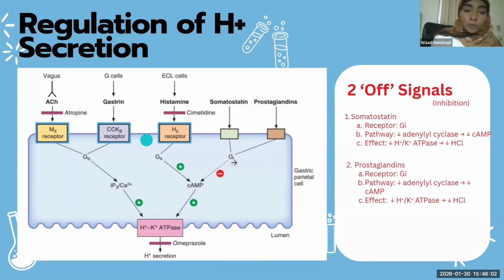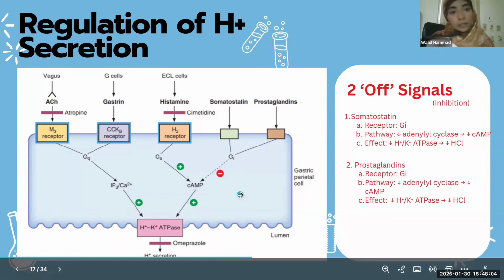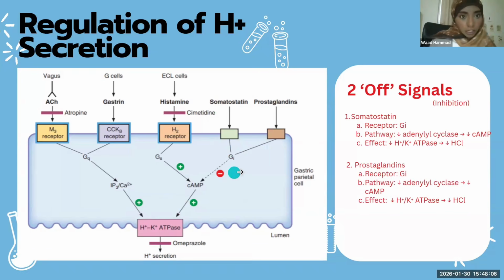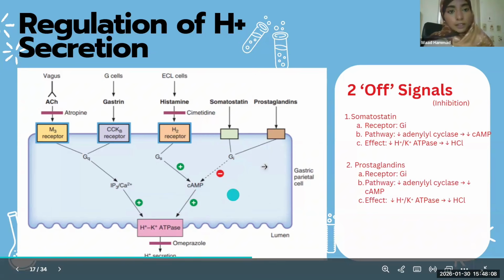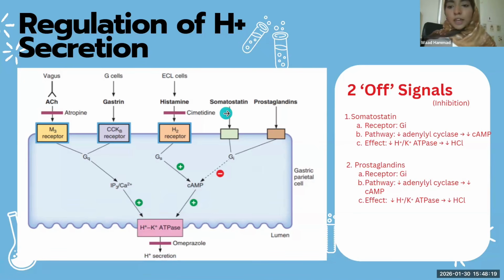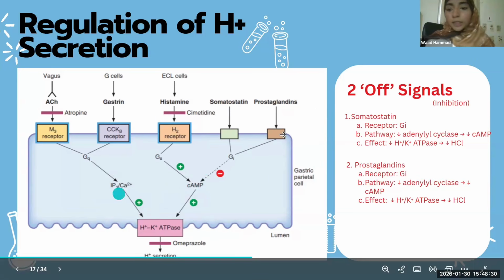And then we also have prostaglandins. Prostaglandins also work in the same pathway. It's the exact same, nothing different from somatostatin. It activates GI. GI decreases cyclic AMP. If there's less cyclic AMP, less of the pump will be activated and thus less acid secretion. So I hope that makes sense. Somatostatin and prostaglandins both activate GI. And if GI is activated, it will decrease the adenyl cyclase and the cyclic AMP. If any of you have any questions, please feel free to ask me.